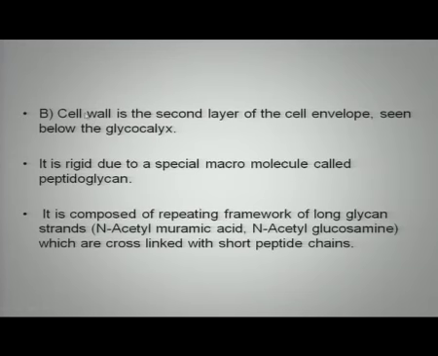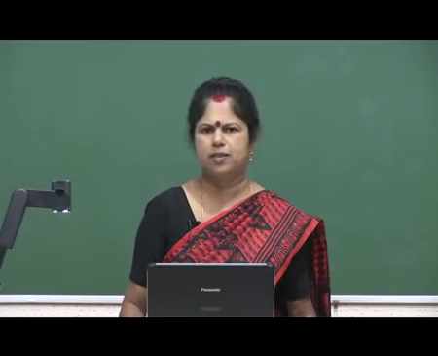The second layer is known as the cell wall. The cell wall is the second layer of the cell envelope seen in bacteria or prokaryotic cells, which is seen just below the glycocalyx. It is rigid due to a special macromolecule called peptidoglycan. It is composed of a repeating framework of long glycan strands, that is N-acetyl muramic acid and N-acetyl glucosamine, which are cross-linked with short peptide chains.